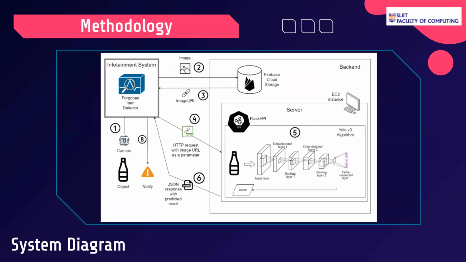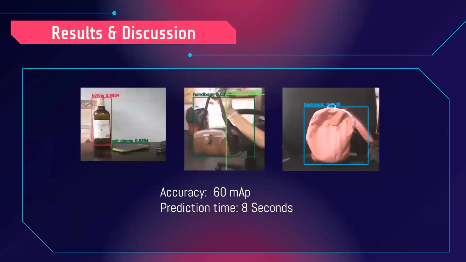And the system diagram for this component is also the same as the other 2 components. Do the predictions in the backend and send it back to the infotainment system, which is in the taxi vehicle. So these are some tests we did using that model, and it has 60 mean average precision, and it can do the prediction and send back the predicted result to the infotainment system within seconds. So if something is found in the back seat, the driver will get alerted with the item detected, so that the driver can quickly ask the passenger who is outside the vehicle to take the belongings back.